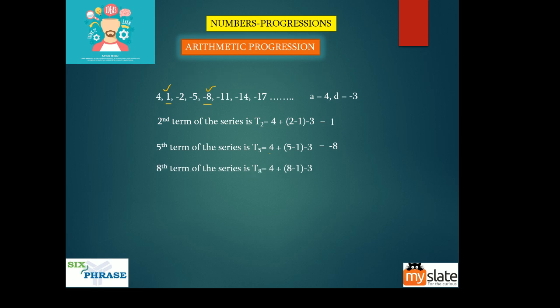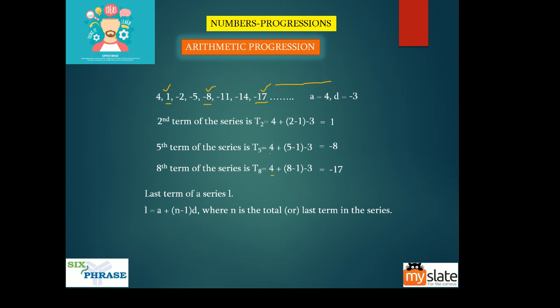So are we checking more? Yes, we are also checking the 8th term. Okay, so what is the 8th term? We should get minus 17. So T8 is equal to a plus (n minus 1) into d, 8 minus 1 into minus 3. Okay, and surely we are getting minus 17. Okay, so finding the nth term shouldn't be a problem. Just make sure that you understand this formula.